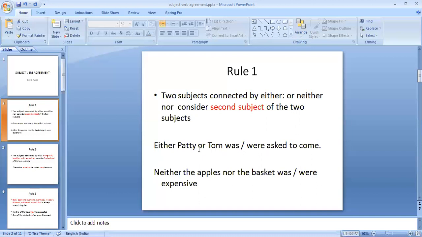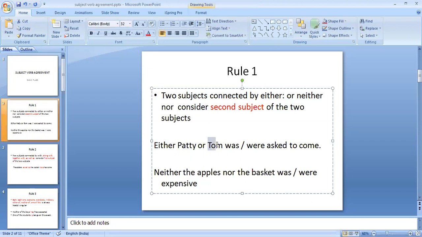So when you come across such sentences with either or, neither nor, when these two connectives are used for connecting two different subjects, give importance to the second subject. Just the first sentence, either Patty or Tom. Here the second subject is Tom. So give importance to this subject, just ignore Patty. Now what is the number of this subject? Tom is singular, and so we are using was. So the correct answer is either Patty or Tom was.